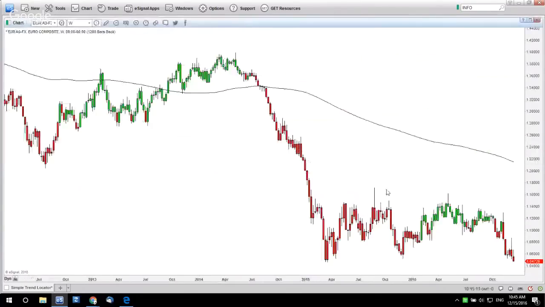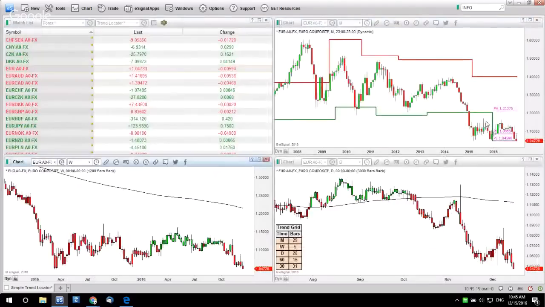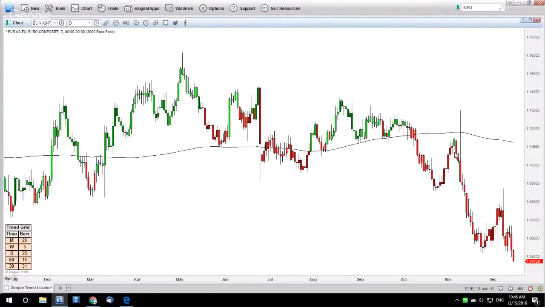Weekly, below the weekly 200, trend filter is red. Daily, below the daily 200, trend filter is red. We had the Italian referendum last weekend, I believe, and look at what happened. Move against the trend, but look, it's temporary.